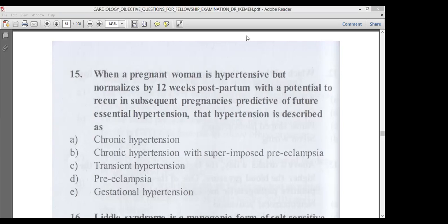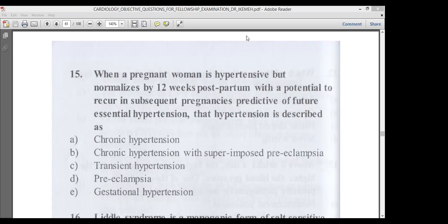I want to send something to the group now. I'm trying to send it. I just saw it online now. A document by the 7th report of JNC on prevention, detection, evaluation, and treatment of high blood pressure.